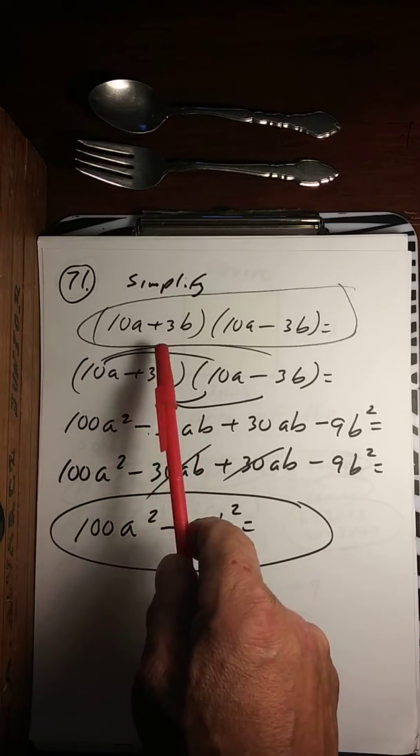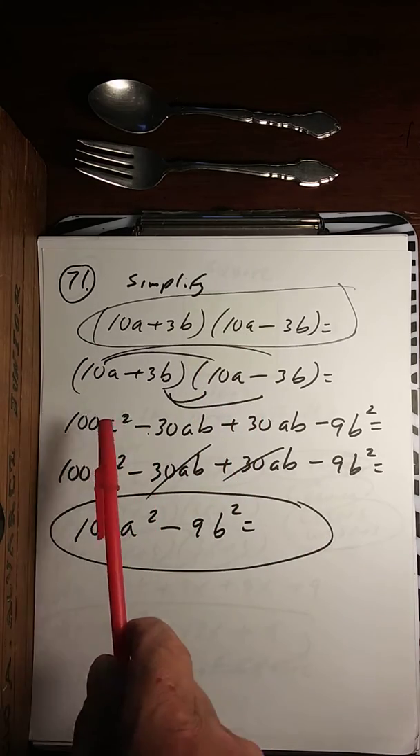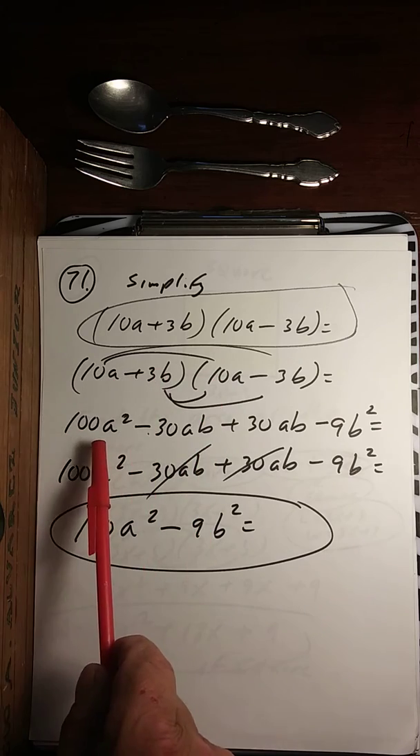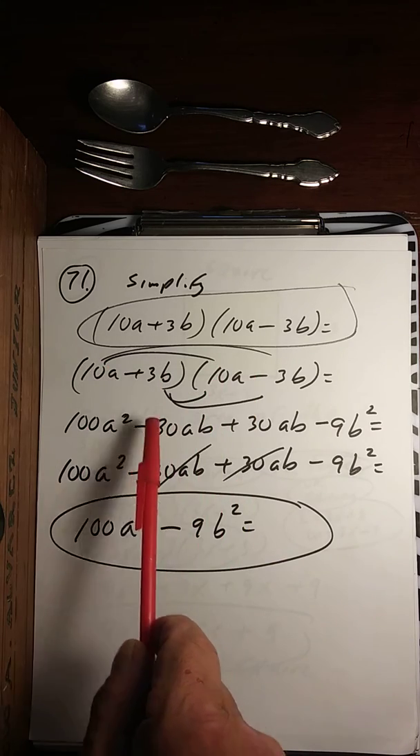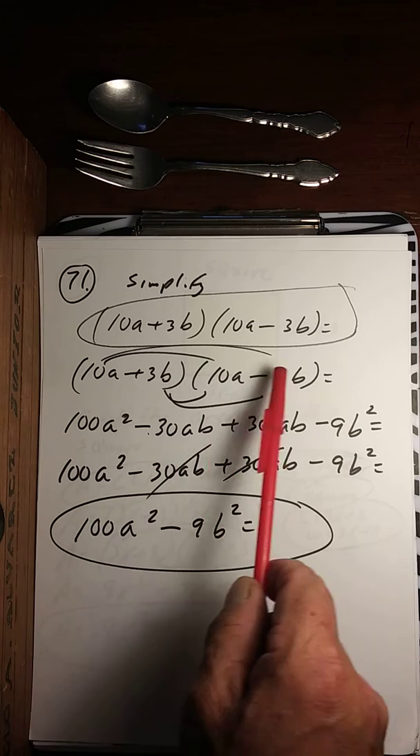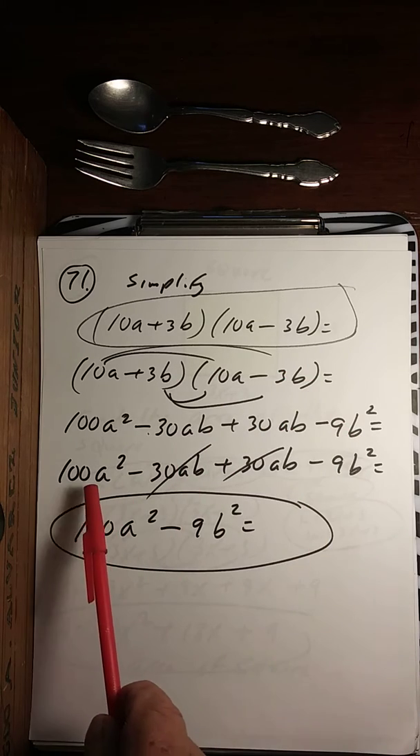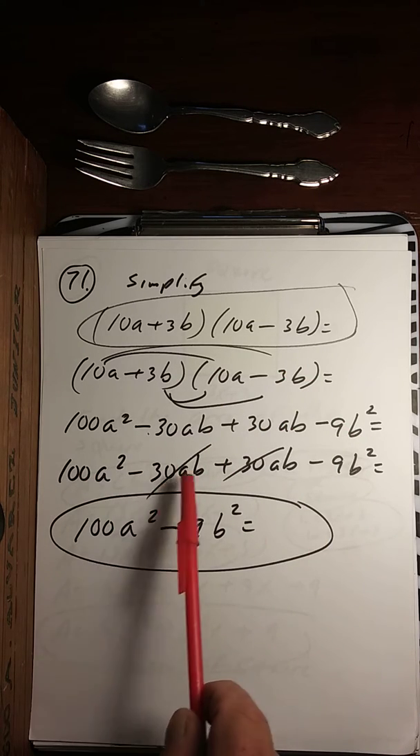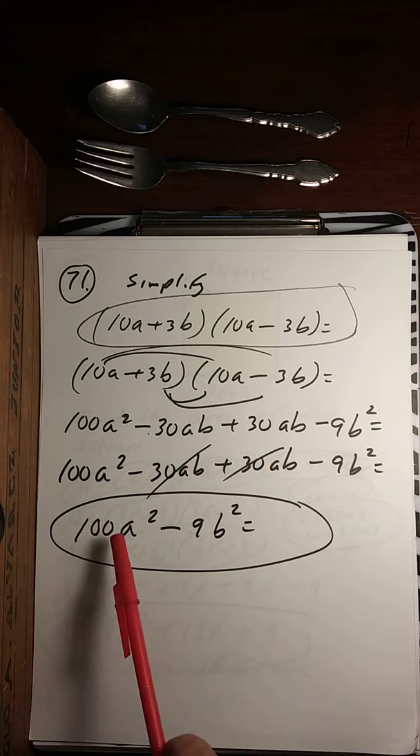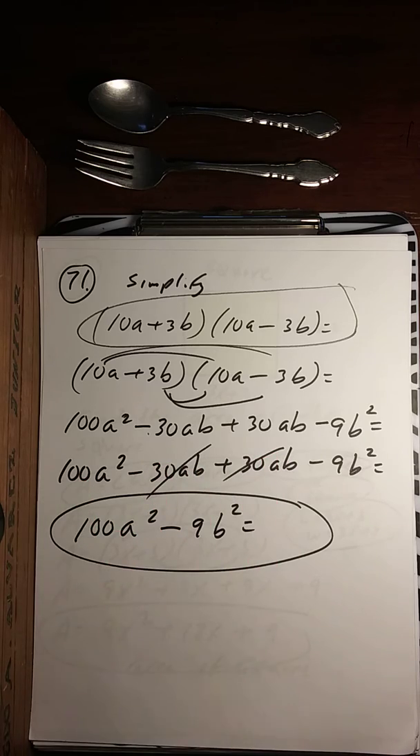10a plus 3b, 10a minus 3b. So 10a times 10a, 100a squared. That turns out negative 30ab, positive 30ab. And that turns out negative 9b squared. So 100a squared. These ones cancel, plus and minus. 100a squared minus 9b squared.